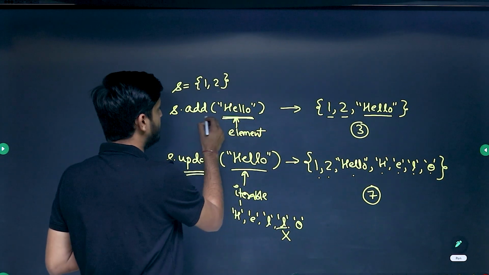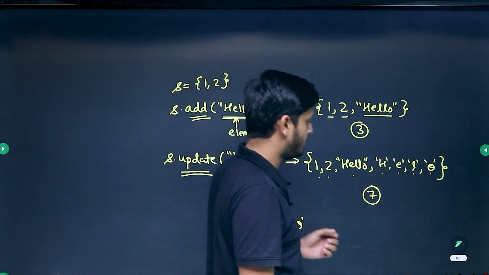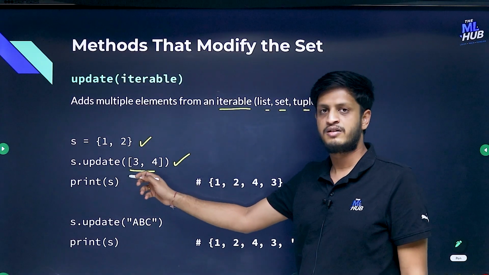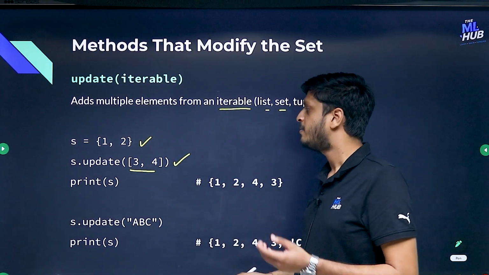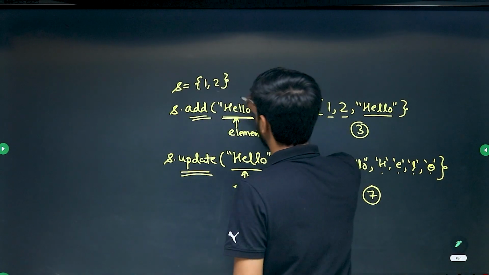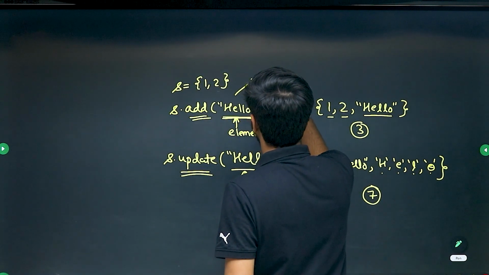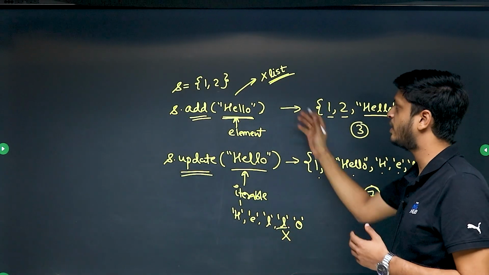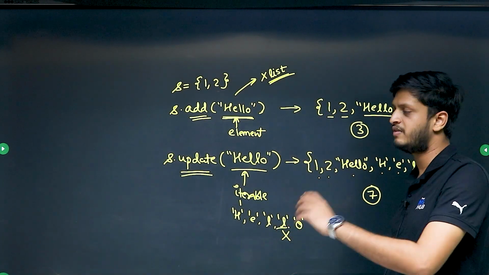Cool. And the add function adds a particular element. So when you are giving an iterable, it can be anything, a list, a tuple, anything. But when you are adding an element, this element cannot be a list. Why it cannot be a list, we will see shortly in the coming slides. You cannot add a list in a set. Okay, we will see how.